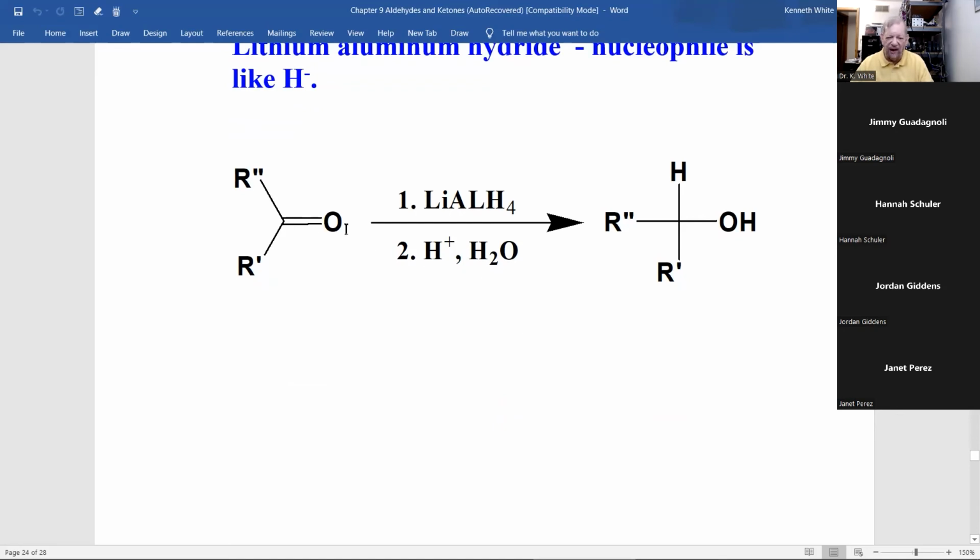And you break the pi bond, and just like with hydrogen and catalyst, each atom of the double bond gets a hydrogen. This will not react with carbon-carbon double bonds, but will react with carbon-oxygen bonds. And that's because it's a nucleophilic attack.